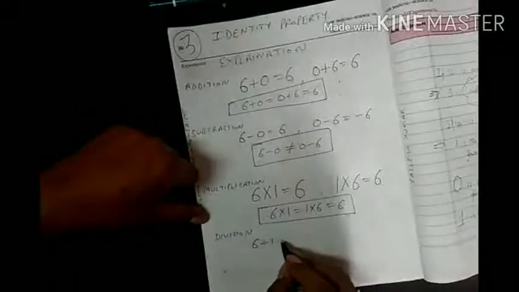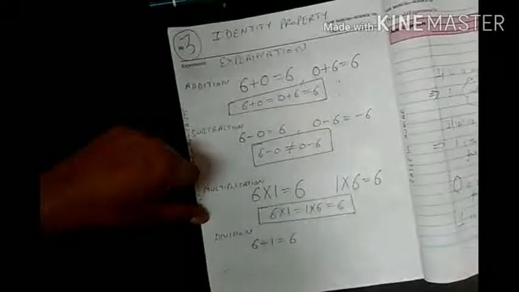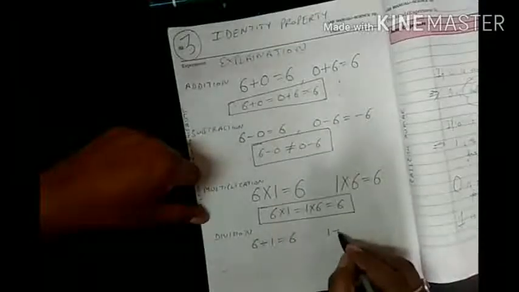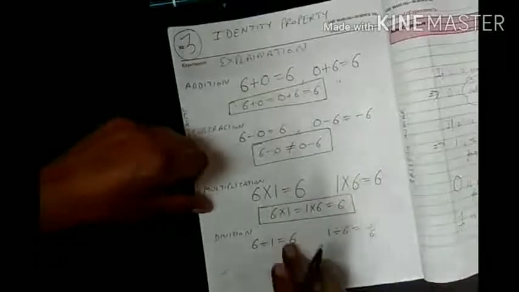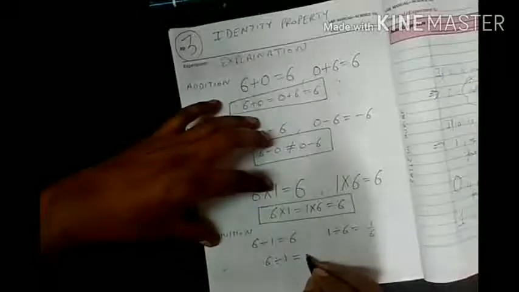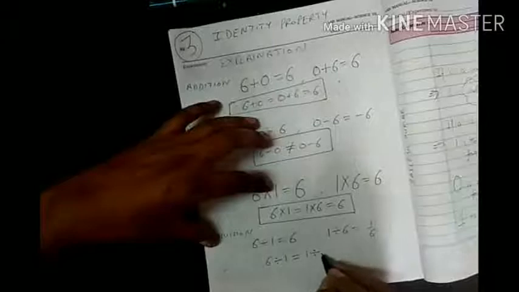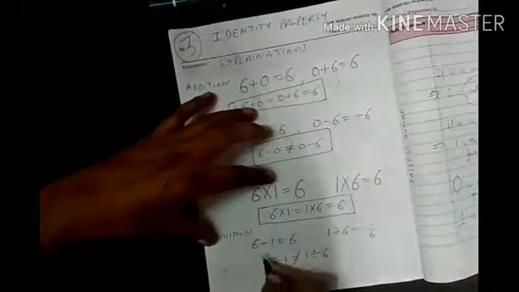Now in case of division, if I divide 6 by 1, then my answer is 6. But if I divide 1 by 6, then my answer is 1 by 6. So these are not same. Therefore I can say 6 divided by 1 and 1 divided by 6 are not equal. These are not same. Clear?